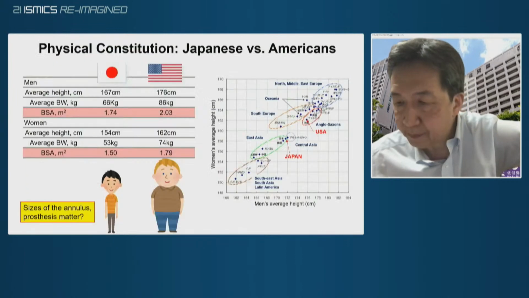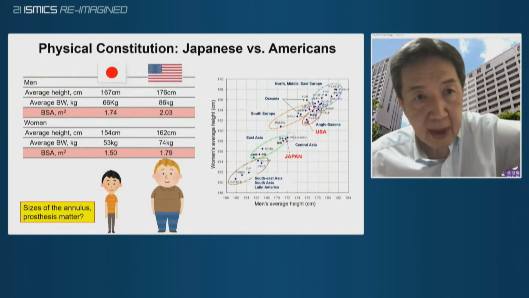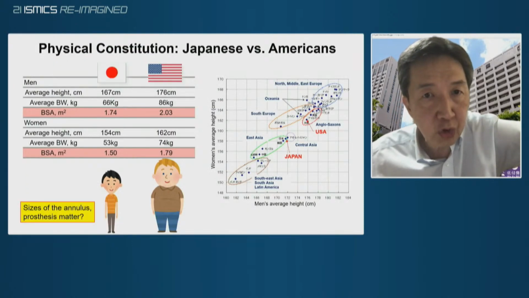Next. Also, physical constitution. The Japanese man is very small, even smaller than American women in terms of BSA. The size of the annulus and prosthesis may matter, and may be different. Next, please.